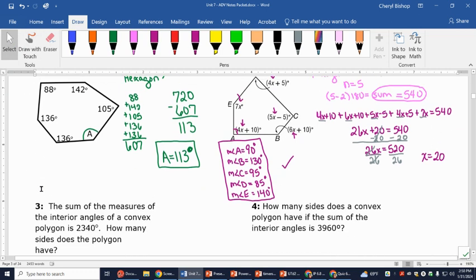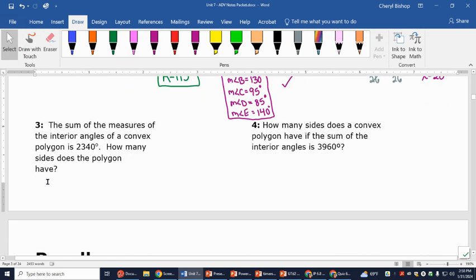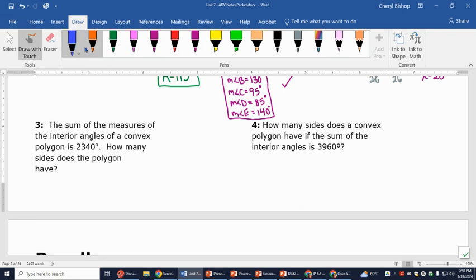All right, let's look at the third example. The third and fourth examples are interesting because you're kind of going to have to work backwards on these examples. The sum of the measures of the interior angles of a convex polygon is this. How many sides does the polygon have? So the sum equals 2340.